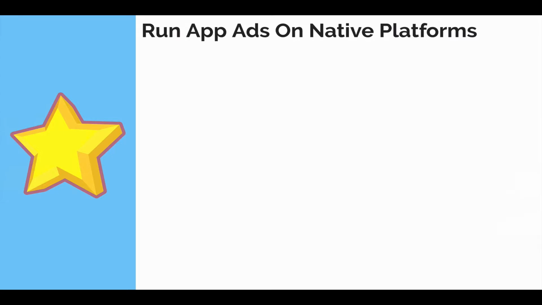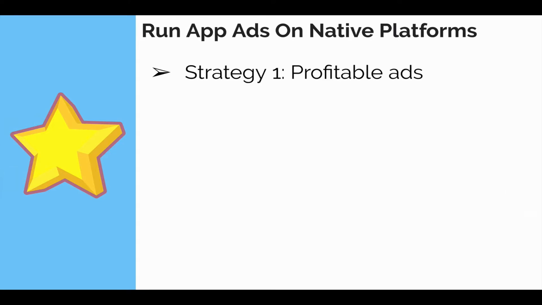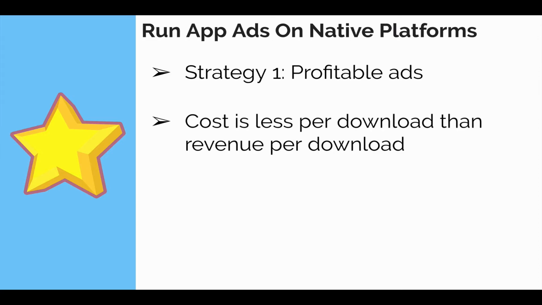Now, there are two strategies that I want to go over with you. Strategy one is the most common sense strategy, basically running profitable ads. Ads that cost you per download less than you get in revenue per download. Very easy, right? If your revenue per download is 2 cents and it costs you 1 cent to get the app, then it's a profitable ad. Yeah, very, very simple, self-explanatory, and really self-evident.